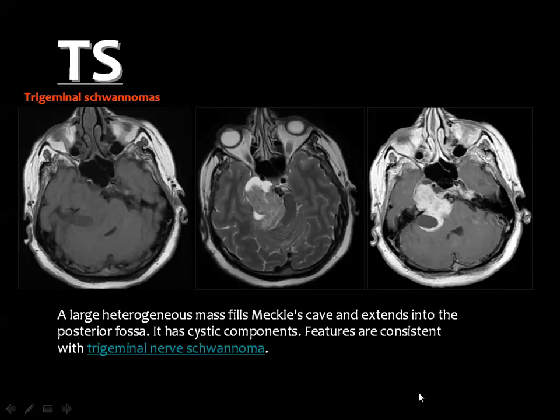And this is an example of a trigeminal schwannoma. It also contains a cystic component. This schwannoma particularly has two components, one in the cerebellopontine angle and another component in the parasellar area, which will give the tumor the dumbbell shape configuration.